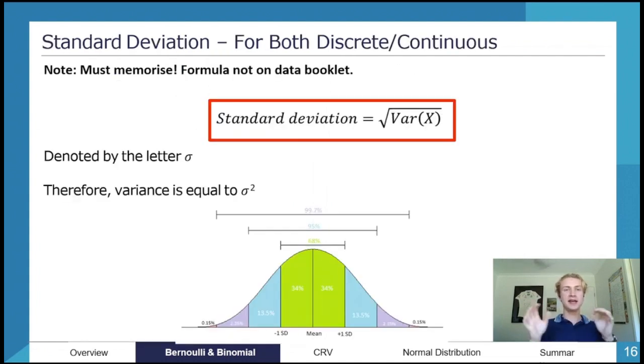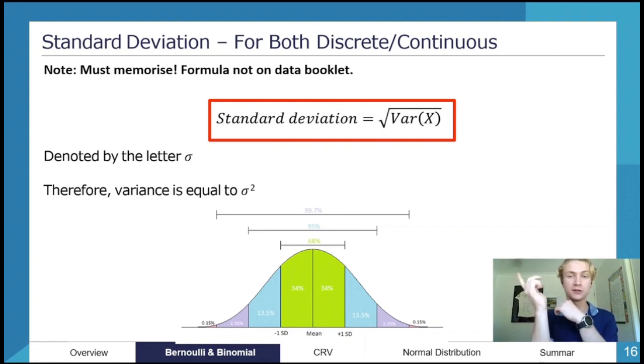All right, standard deviation. This one is for both discrete and continuous. If you're asked for standard deviation, all you do is the square root of it. Now, this formula is not on the data booklet, and what that means is that you're going to actually have to memorize this one, unfortunately. Standard deviation is given by the letter, I'm not even sure what that's called. Maybe it's like omega or something, I'm not sure.